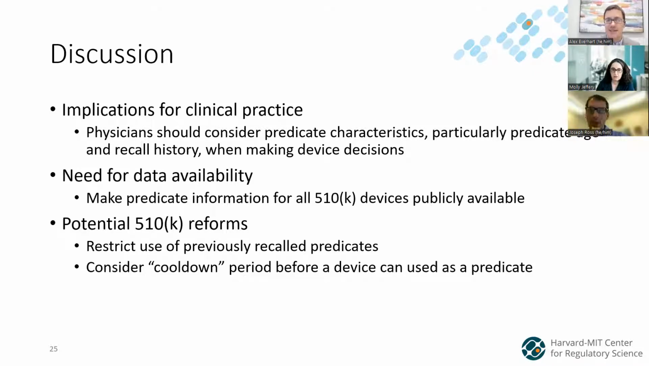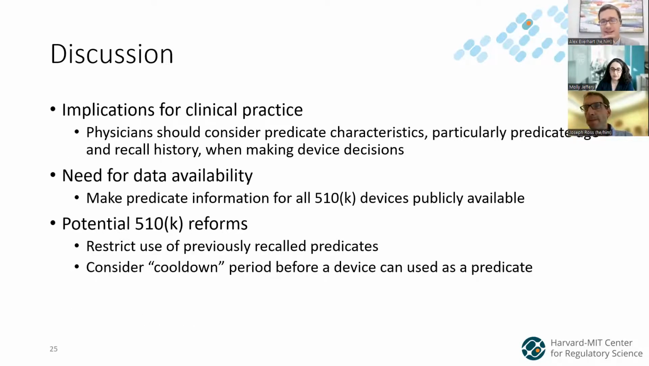Additionally, given that devices that cite newer predicates face higher recall risk, the FDA might consider a cool down period of sorts where a device would need to be on the market for a certain number of years before it could be used as a predicate in a 510K submission. Thinking about what that threshold might be in practice is tricky, though, as even requiring all predicates to be on the market for just 1 year before they're cited would have affected 1 in 4 in-sample devices that came to market in 2018.